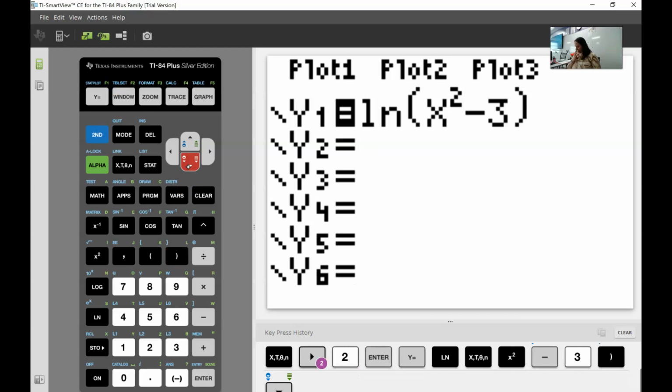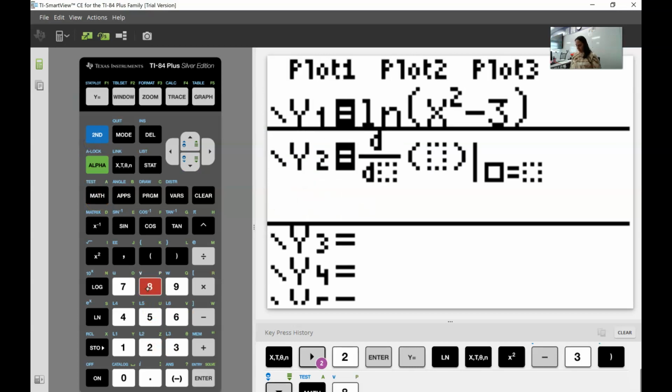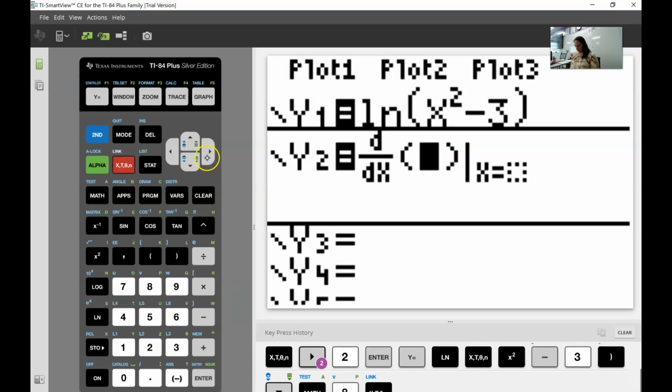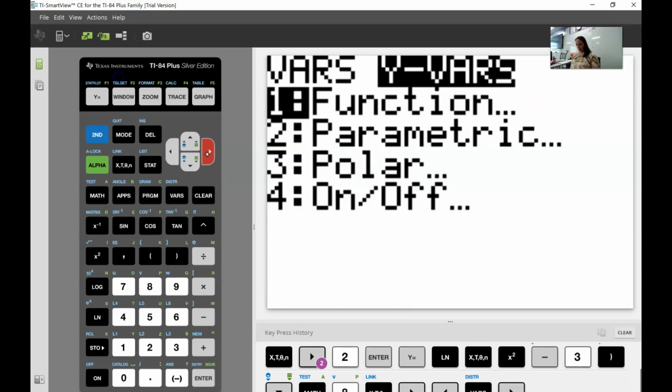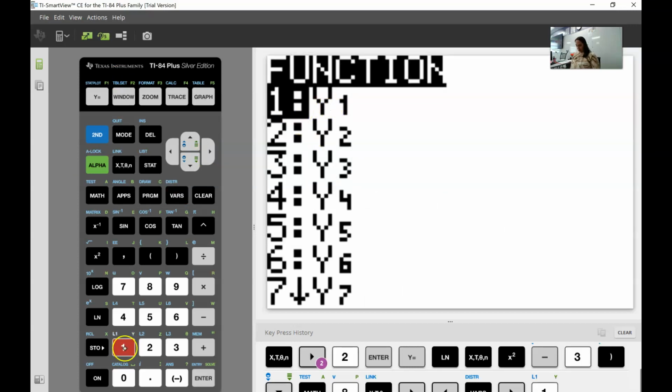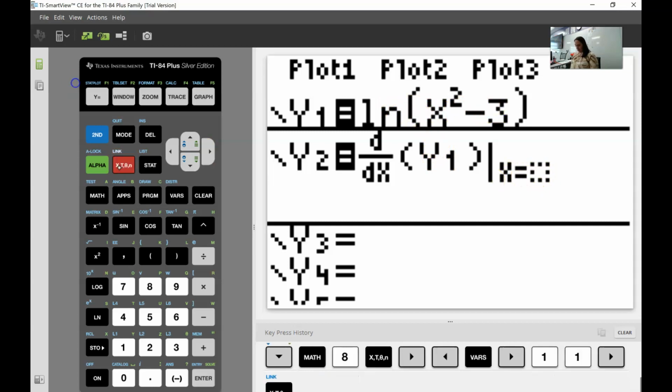In y2, we're going to get our derivative, so math, and then it was number 8, and deriv, d dx. And I could either type my equation here again, or I can tell my calculator, use this equation. So that would be going into vars, arrow over to y vars, and then number 1 function, and then I wrote my equation in y1. So then you're telling your calculator, use the equation I wrote in y1. And then I want to graph it, so I'm going to say x equals x.